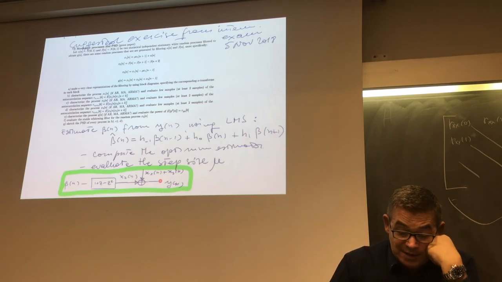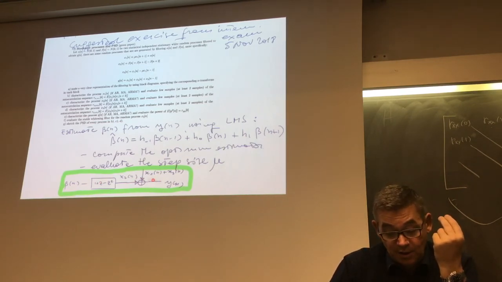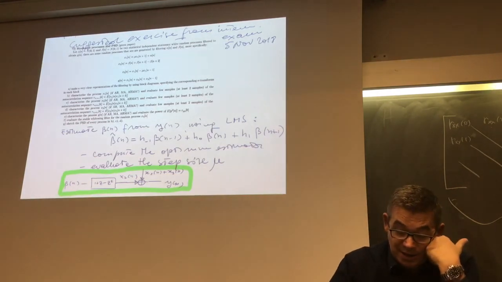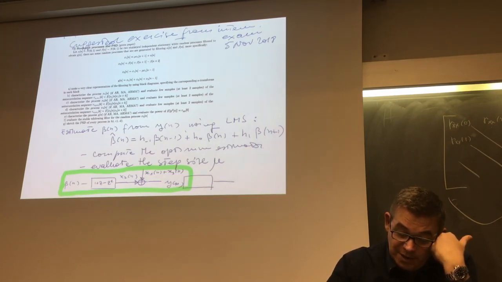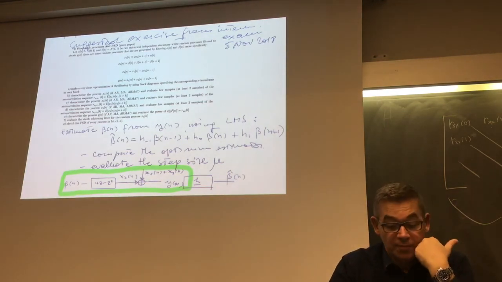Now, in this case, if I need to estimate beta from y, that means that I need to use a set of coefficients, a new filter that I indicate here as filter h, and by the filter h I estimate the beta_n. So h is my unknown.